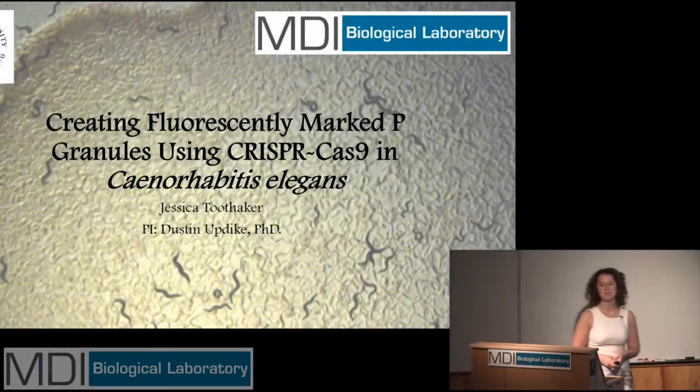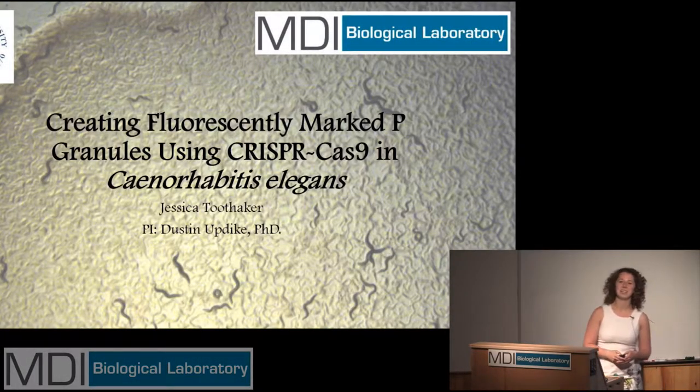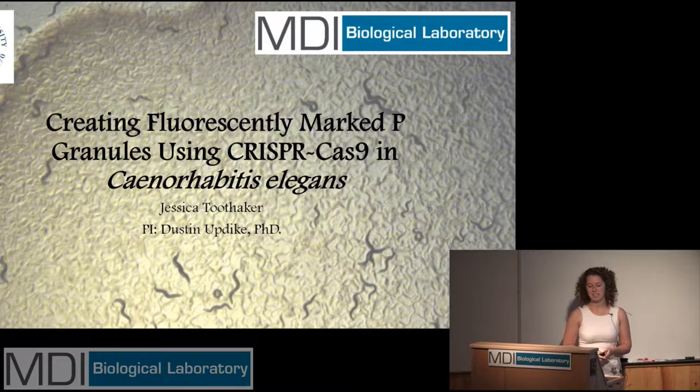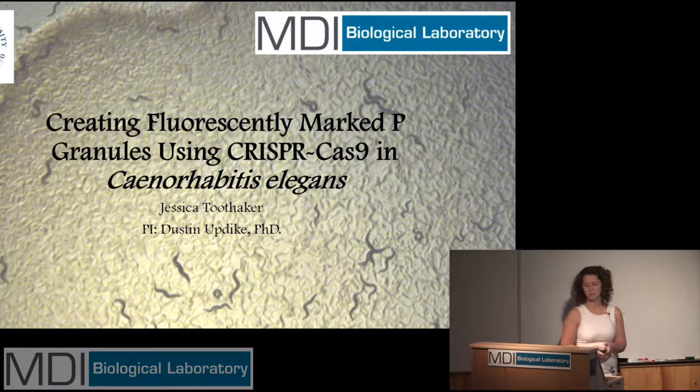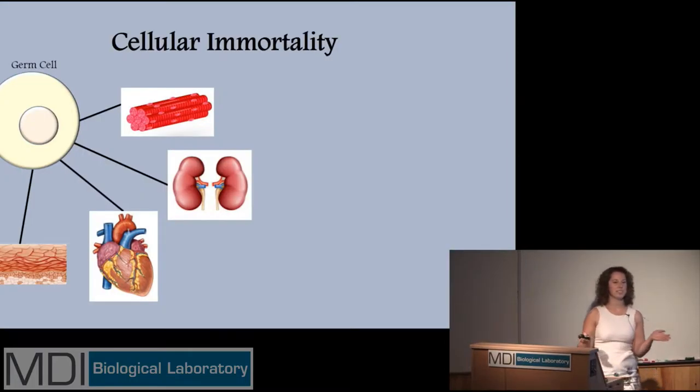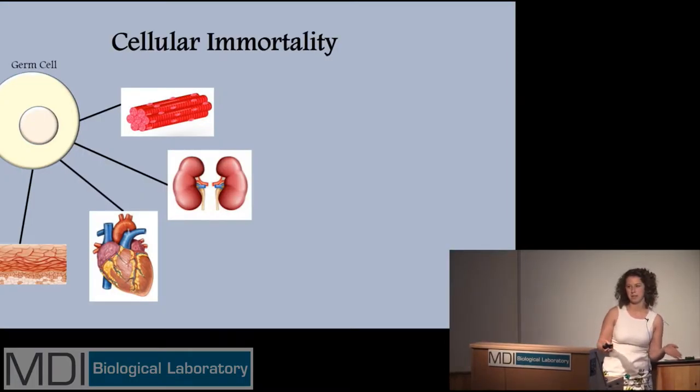So hi, I'm Jessica Toothaker, and I'm a senior at Syracuse University. And today I'm going to tell you about the work I did this summer here in Dr. Updike's lab. And we're using a new genetic engineering technique called CRISPR to fluorescently tag germ cells in C. elegans. So first I want to take a second to tell you about cellular immortality.